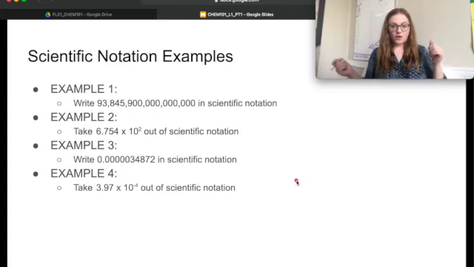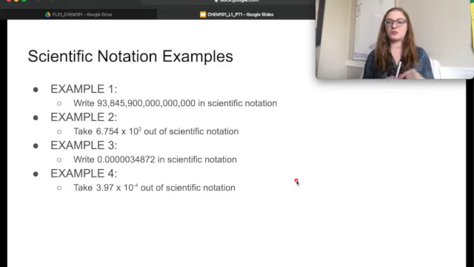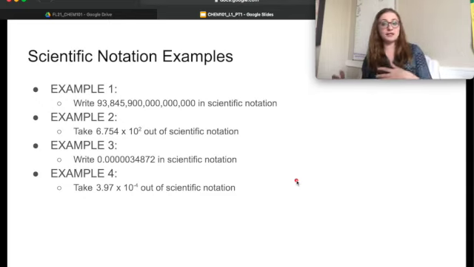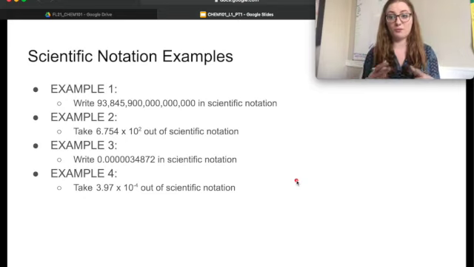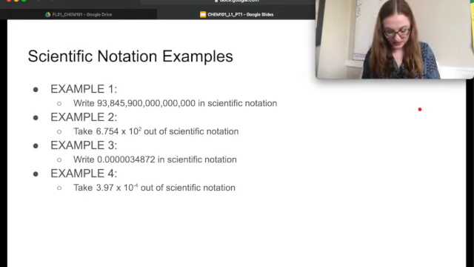Okay, so let's go ahead and work through some examples. I would like to point out that I'm mostly worried that you can put a number into scientific notation and that you understand what it means when a number's in scientific notation, okay? So while I am going to give you some examples of how to take a number out of scientific notation, I really care more that you know how to put a number into scientific notation, okay? So that being said, let's work through some examples.